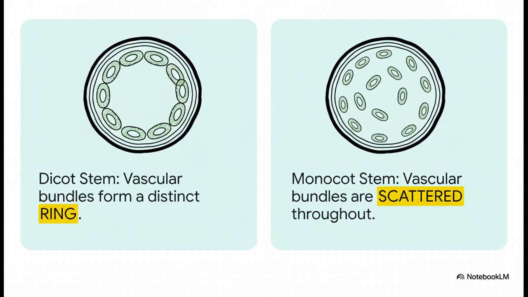So the main point here is super simple and really easy to remember. Dicot stems, you've got a ring. Monocot stems, the bundles are scattered. Seriously, if you're ever trying to figure out what kind of plant you're looking at, this is a total giveaway. It's one of the easiest clues you can possibly find.